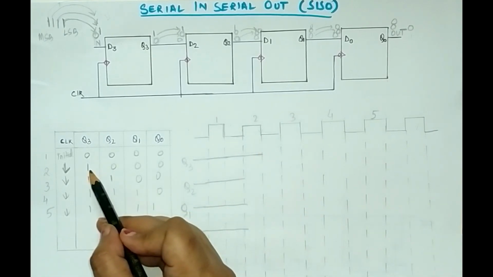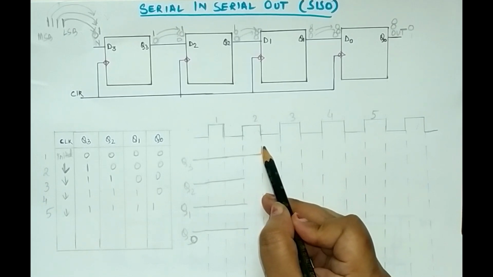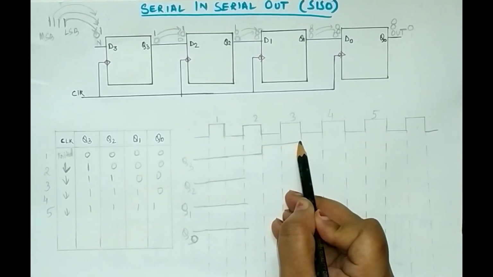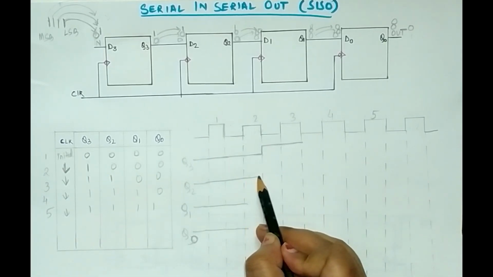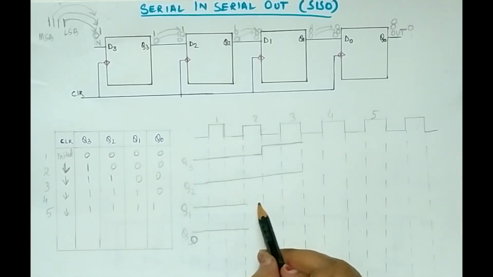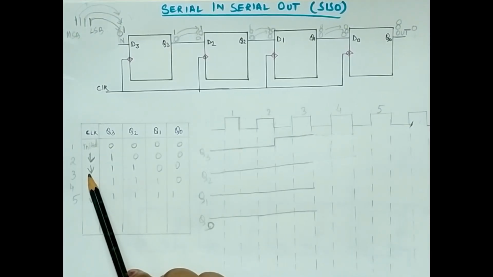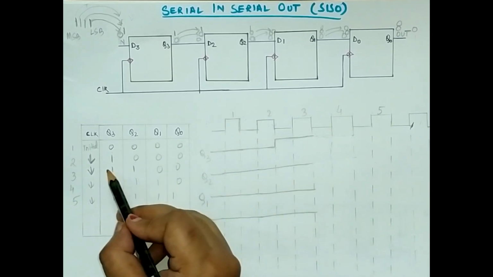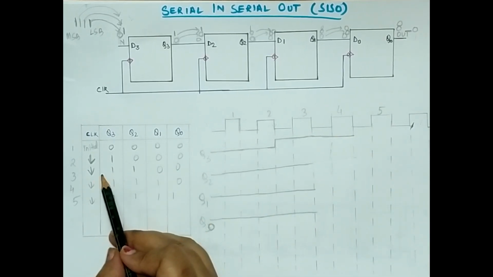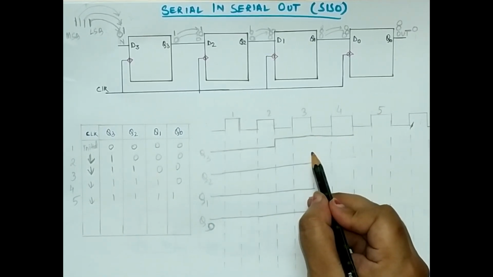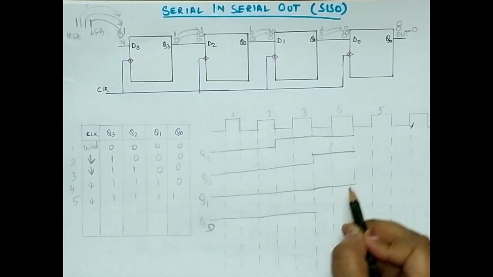Okay. So after this, Q3 is how much? Q3 is 1. So okay, so I will put it like this. It will be 1. Okay. Then what is the value of Q2? It is 0. So it will be same 0. Again Q1 is 0. And Q0 is also 0. So again in the next clock pulse, so Q3 is 1. Okay. Again this Q2 is also 1. So it will be 1. Okay. And Q1 and Q0 will be 0.